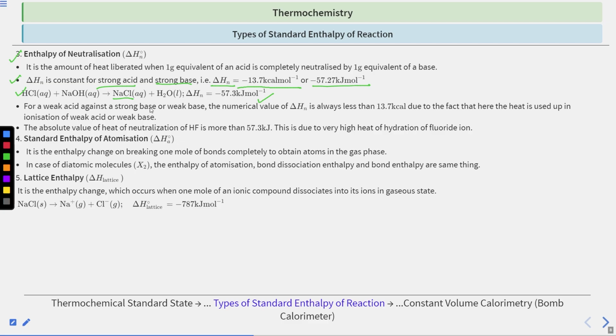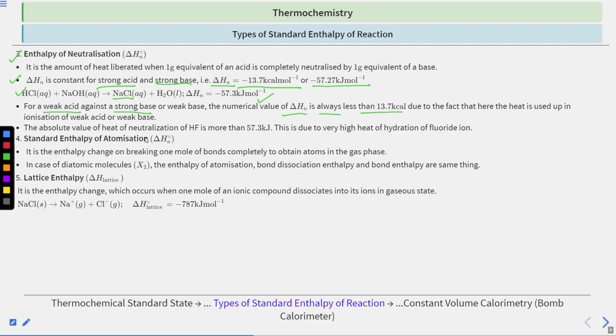For a weak acid against a strong base, or a weak base, the numerical value of delta Hn is always less than 13.7 kilocalorie. Due to the fact that here the heat is used up in the ionization of the weak acid or weak base, the enthalpy of neutralization will be less than 13.7 kilocalorie, which is the constant enthalpy of neutralization for a strong acid and strong base reaction.